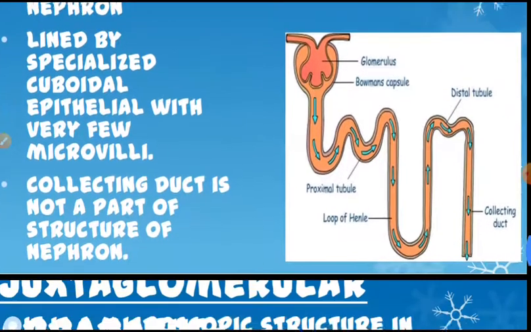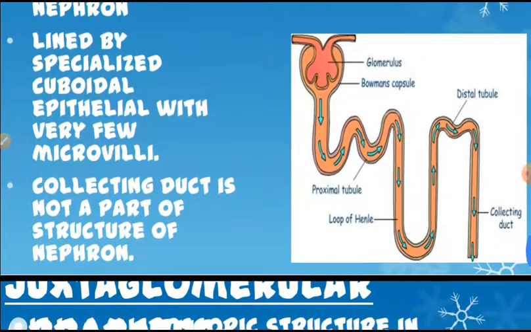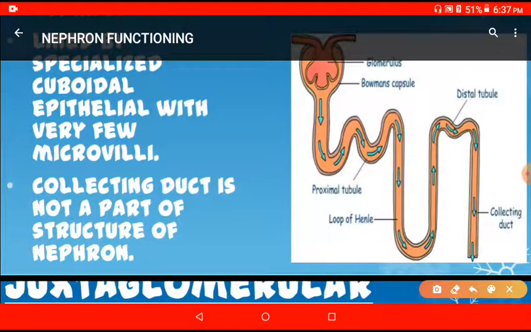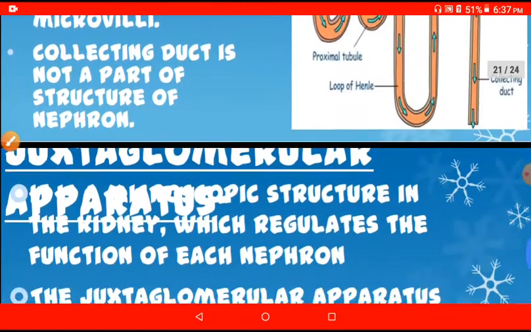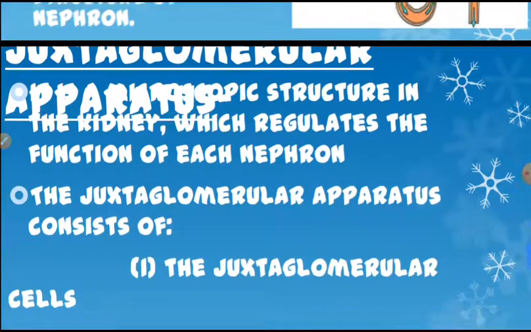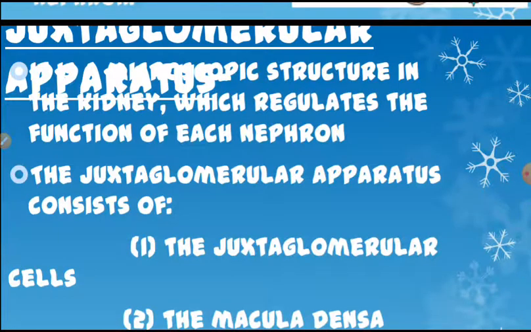See here in this picture you can see the path of movement of the nitrogenous waste or urine. The urine is moving from the PCT, the proximal tubule, and then into Henle's loop, and again to the distal tubule, and lastly it is collected by the collecting duct, which opens into the duct of Bellini and then forms the renal pyramid. So this is the functioning of one nephron.